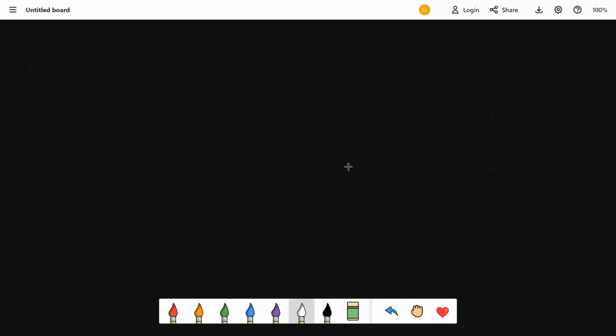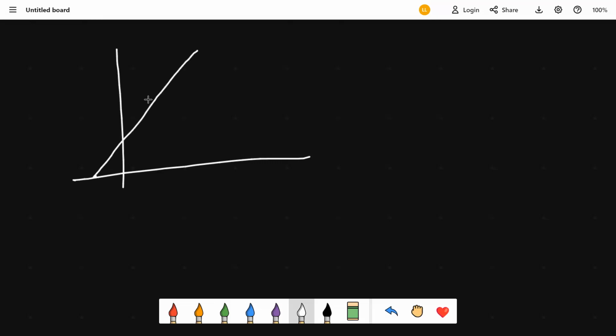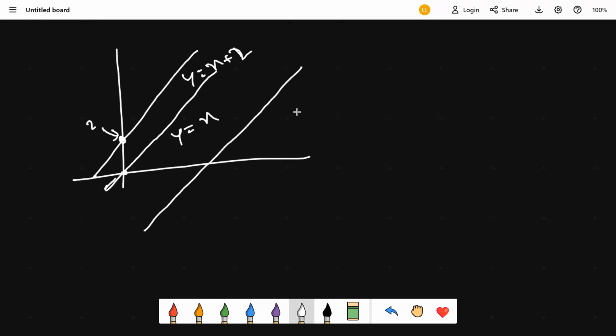Okay, let's explain this a bit. Let's say we have a straight line. This is, let's say, y-intercept 2. So y equals x plus 2 is the equation here. Another equation is, let's say, passing through the origin, and this has the equation y equals x. Another equation is, let's say, with y-intercept minus 10. So this equation is y equals x minus 10.